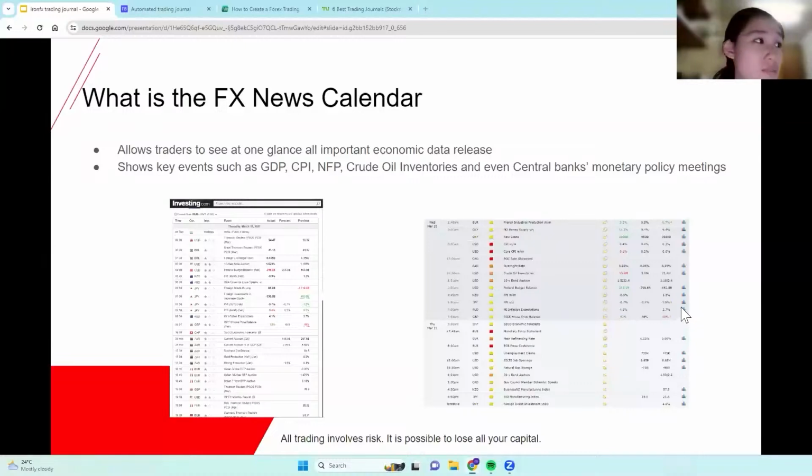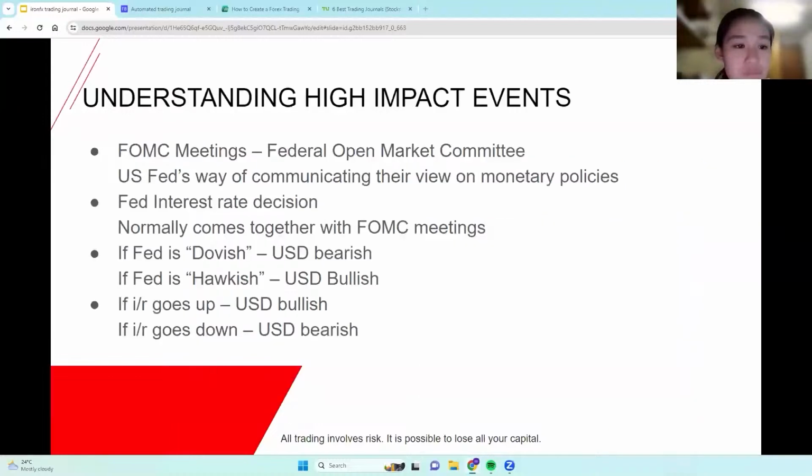the data is released. Okay, so these FX news calendars are important because it allows you to see at one glance all of the important economic data releases. And these data releases often create more volatility in the markets. So it's important to take note of them. It shows you the key events such as the GDP, CPI, NFP, crude oil inventories, and even central banks' monetary policy meetings. Okay, so let's understand some high impact events.